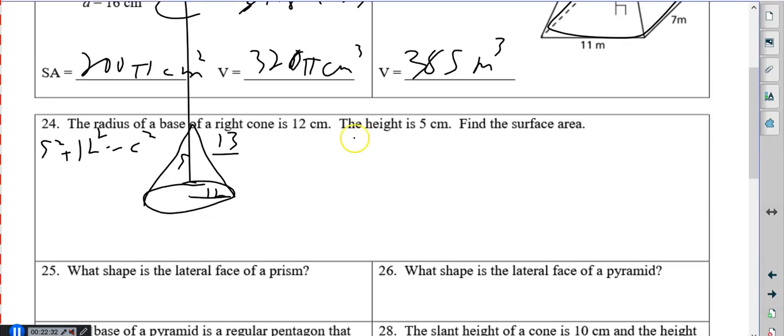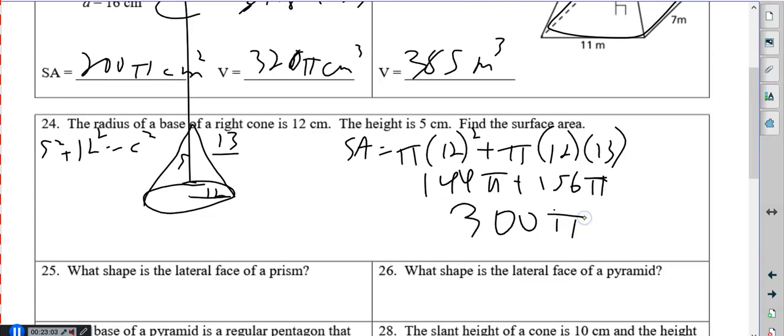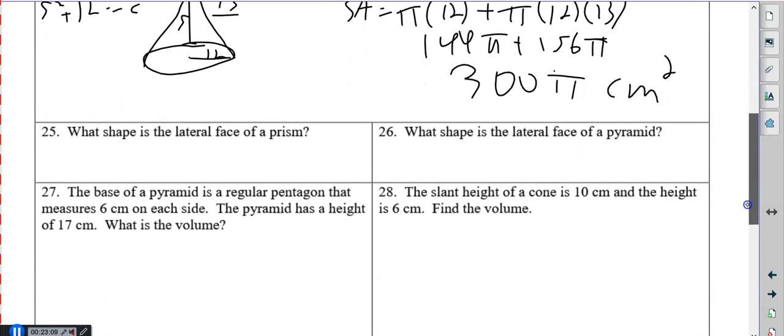So surface area again is pi times radius squared plus pi times radius times the slant height. So basically it's 12 squared and 12 times 13, which is 144 pi plus 156 pi. So that's 300 pi centimeters squared. And again, it's surface area, so it's squared.